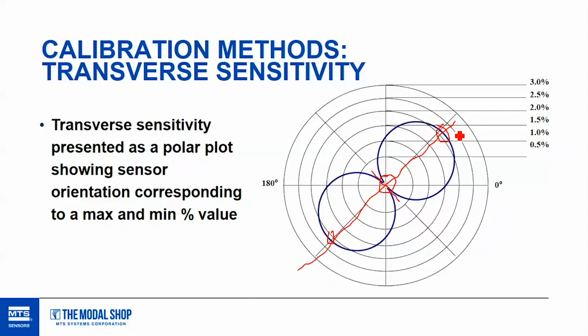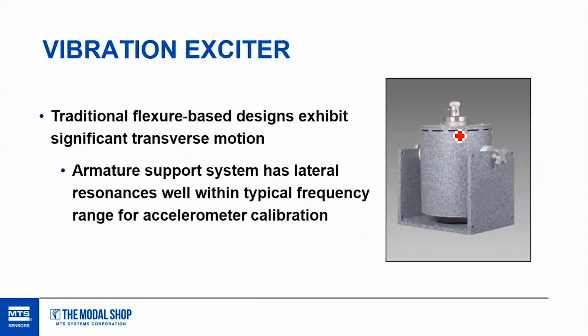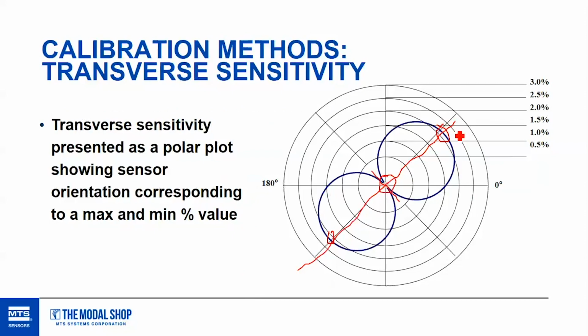So, why does this matter? Why would you care about this? First off, just for the sensor itself, not even to speak of calibration, a lot of times you'll get some sensors in the world out there that have a little red dot on them, and that dot is typically aligned to the position of minimum transverse sensitivity.